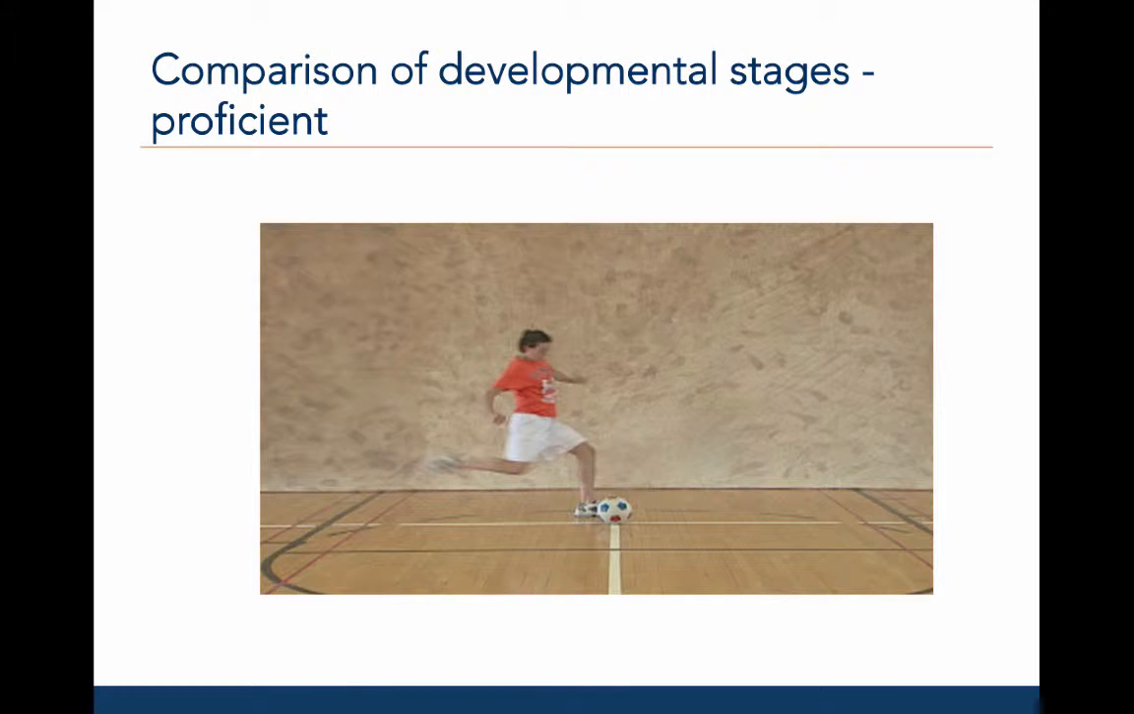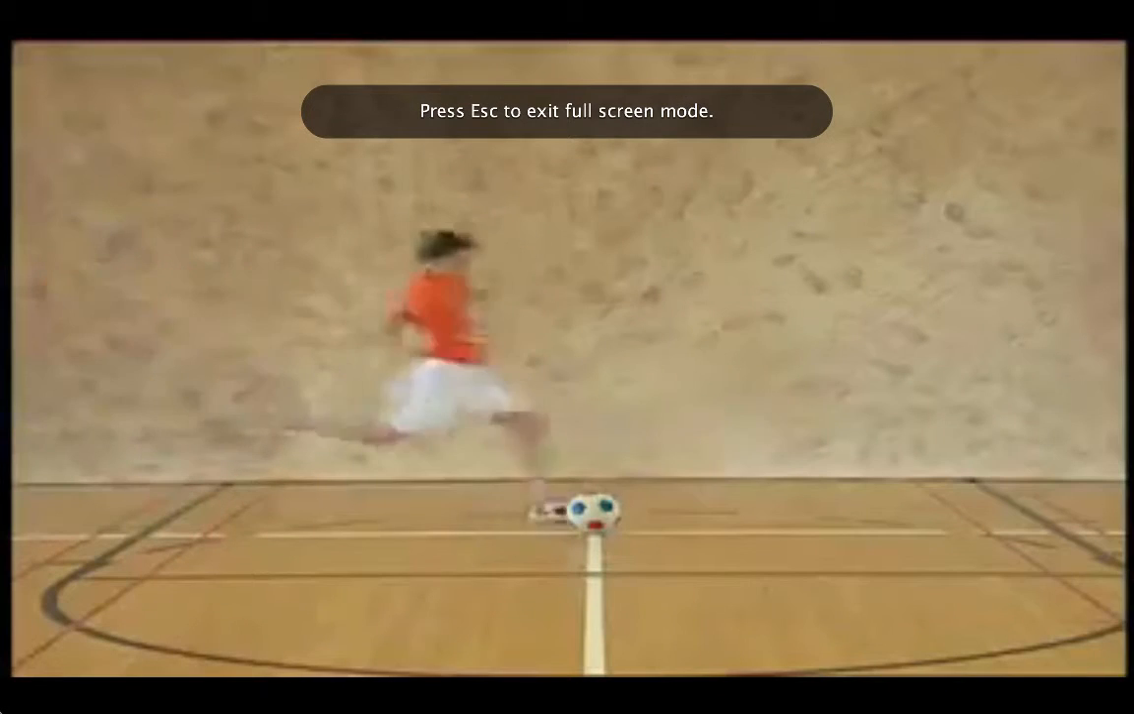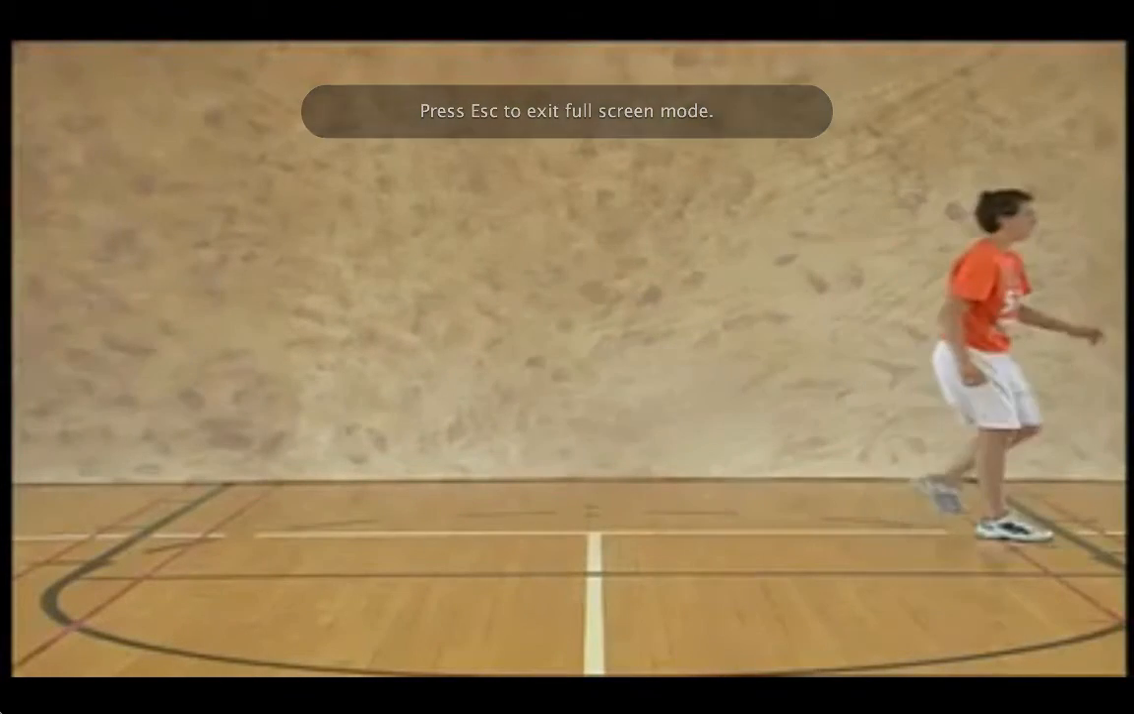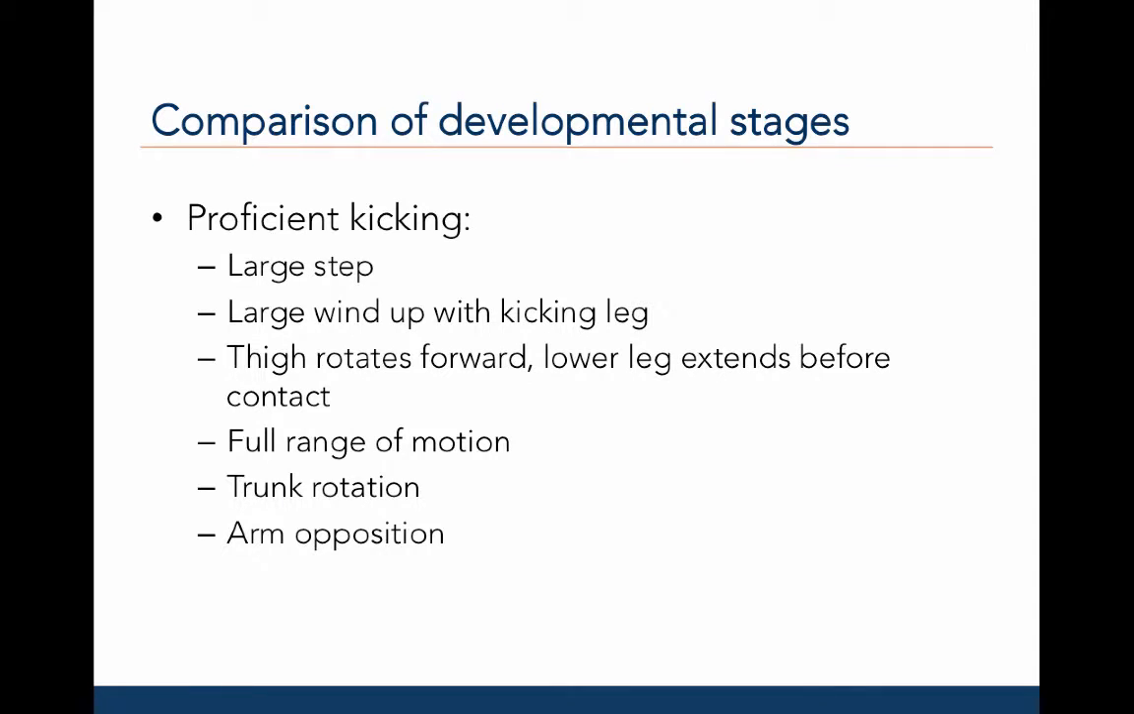Now let's examine a proficient kicker. Again, pay close attention to the action of the legs, trunk, and arms. The proficient kicker is characterized as follows. There is a large step with a non-kicking leg. There is a large wind-up with the kicking leg.